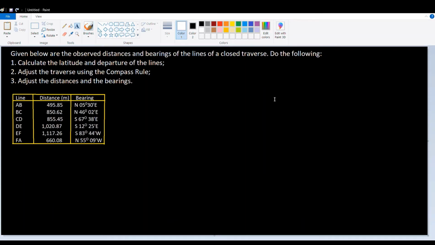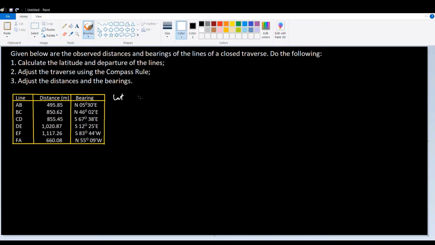Let us now work on the following problem. Given below are the observed distances and bearings of the lines of a closed traverse. We do the following: calculate the latitude and departure of the lines, and then determine the misclosure in the departures and the latitudes so that we can adjust the traverse using the compass rule. Once we have adjusted the latitudes and the departures, the next thing to do is to adjust the distances and the bearings. First things first, we have to calculate the latitudes and the departures.